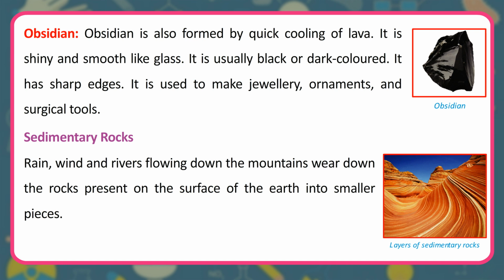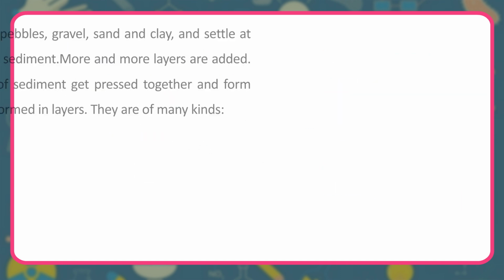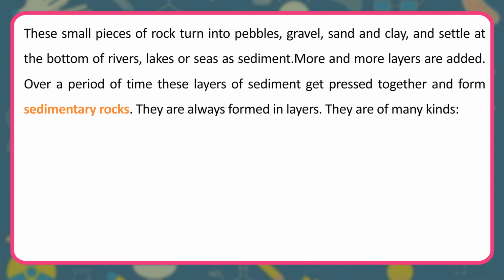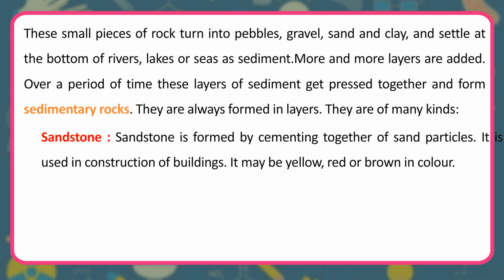the Earth into smaller pieces. These small pieces of rock turn into pebbles, gravel, sand and clay, and settle at the bottom of rivers, lakes or seas as sediment. More and more layers are added. Over a period of time, these layers of sediment get pressed together and form sedimentary rocks. They are always formed in layers. They are of many kinds.